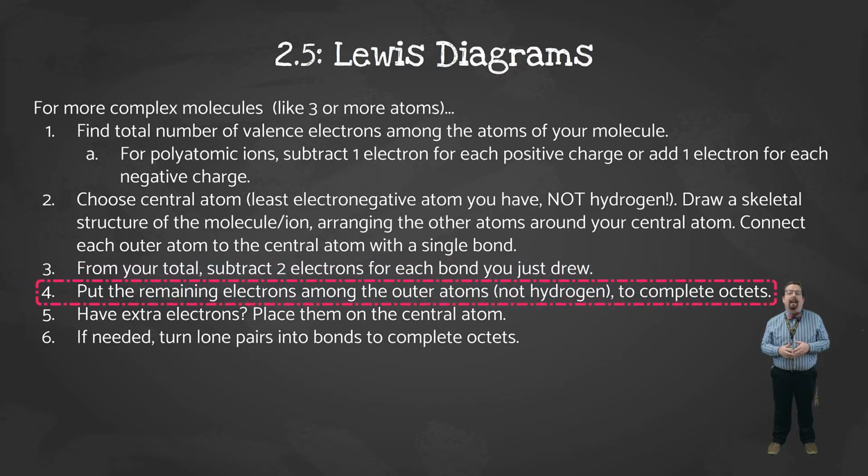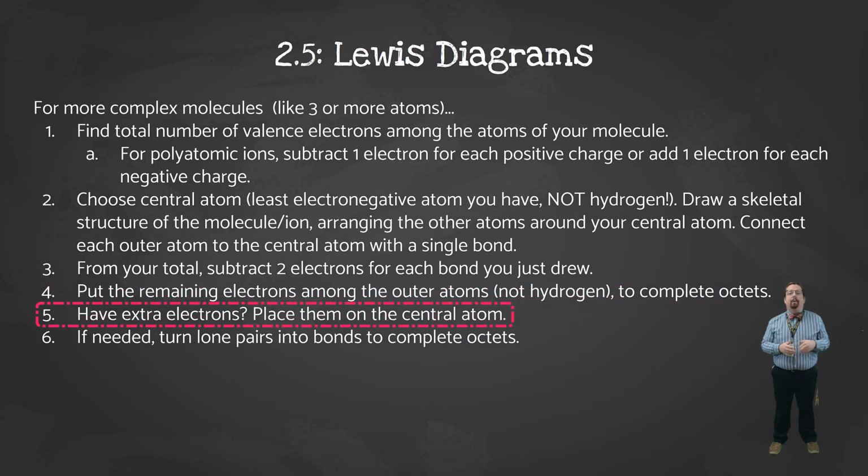Place those remaining electrons on the outer atoms first, again, not hydrogen. You should do this in a way that completes octets. In other words, don't put more than 8 electrons on each of those outer atoms. Each atom already has 2 electrons since you just put bonds there, so you don't need any more than 6 lone electrons on those outer atoms.